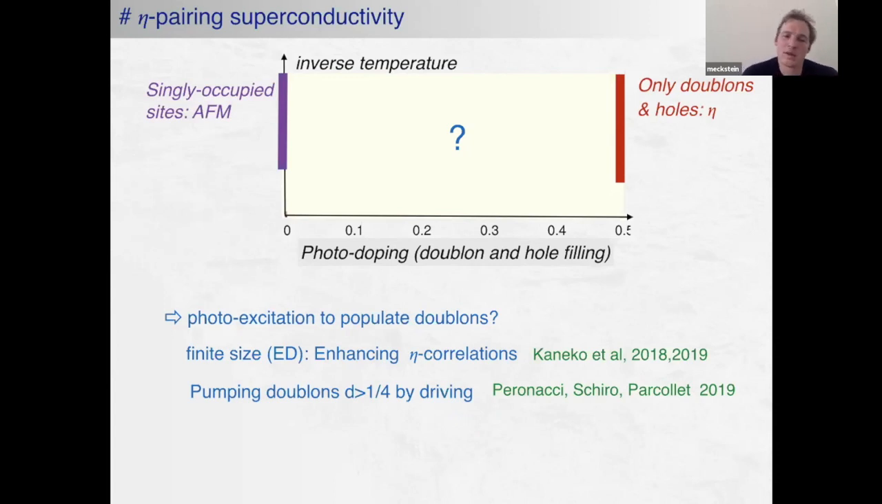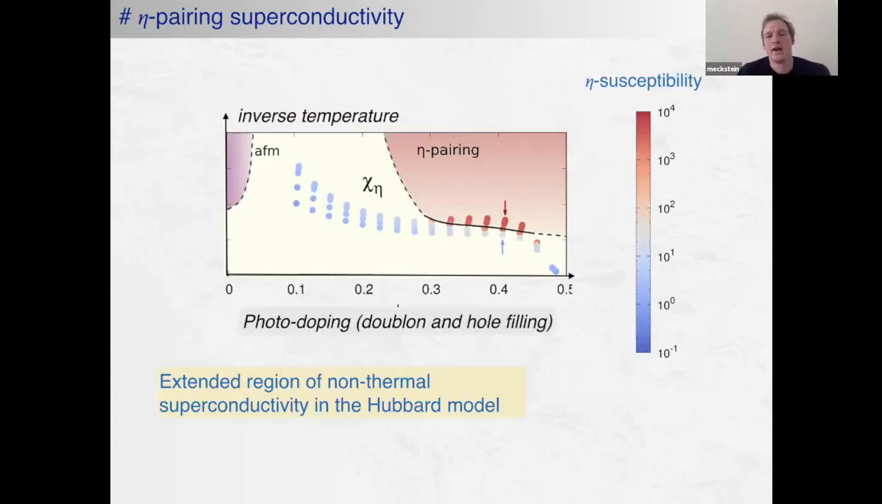And also there is a nice proposal that by continuously driving the system, you can overpopulate these doubly occupied states, and in this case generate this eta pairing. Now we can do what I said before, along the lines of scans through the phase diagram, measure the susceptibility, and you really see a large range in which this susceptibility shoots up by orders of magnitude, which we can interpret as the region of stability of this eta pairing state.